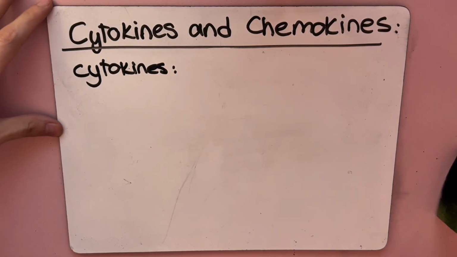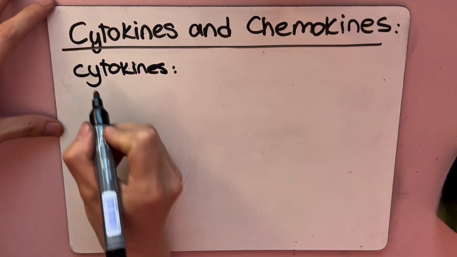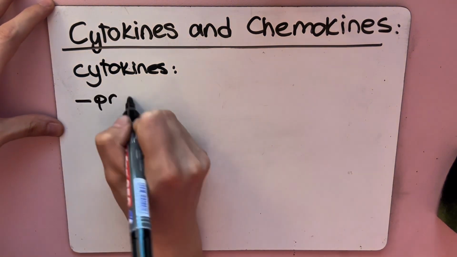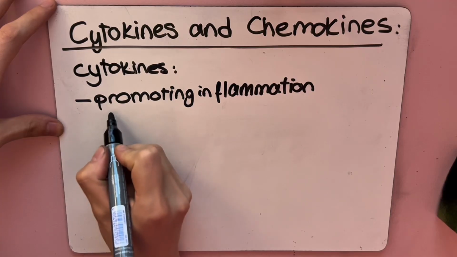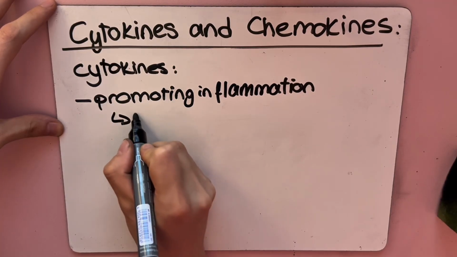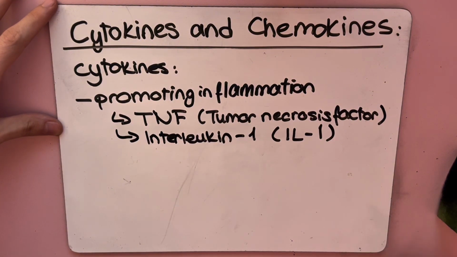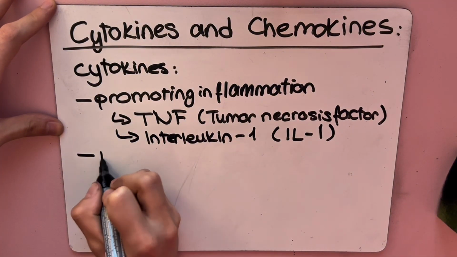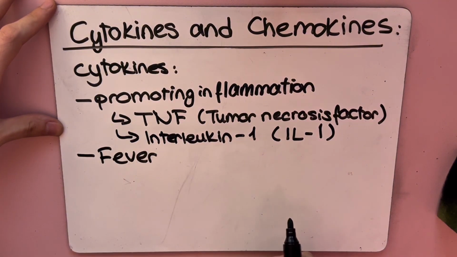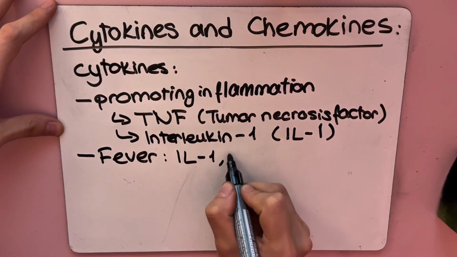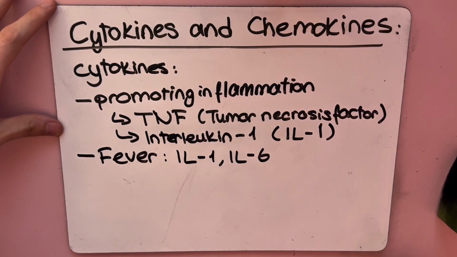Some key actions of cytokines in the innate response include promoting inflammation. Certain cytokines, for example tumor necrosis factor or interleukin-1, make blood vessels leaky and recruit immune cells, causing the classic signs of inflammation. Another thing cytokines can cause is fever. Cytokines like interleukin-1 or interleukin-6 act on the brain to increase body temperature, resulting in fever.